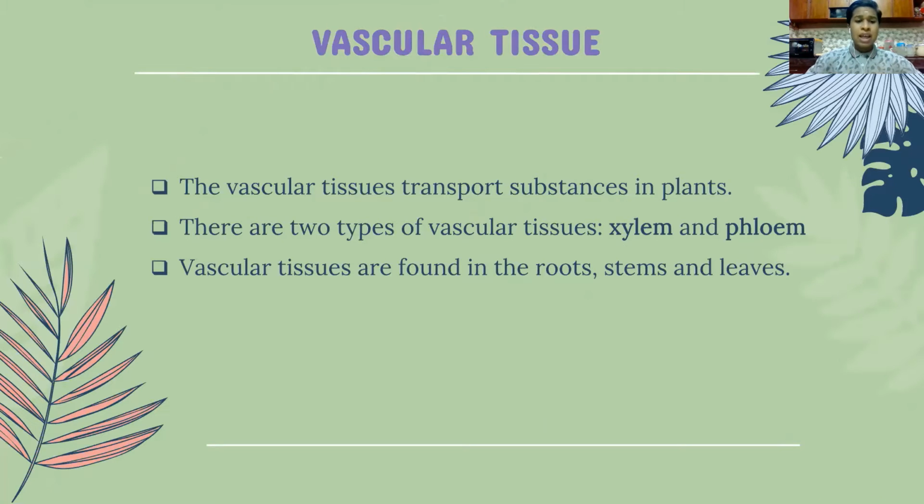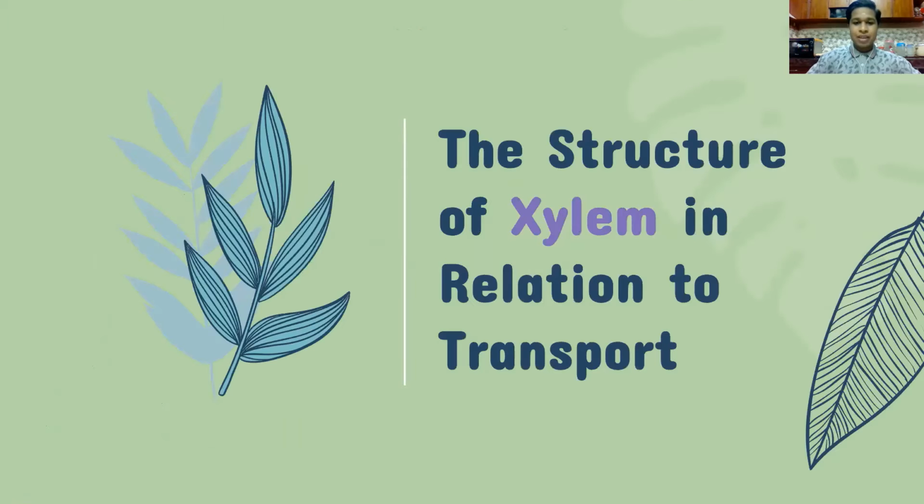Vascular tissue. The vascular tissues transport substances in plants. There are two types of vascular tissues. First is xylem and second is phloem. Vascular tissues are found in the roots, stems, and leaves. Now, let's take a look at the structure of xylem in relation to transport.